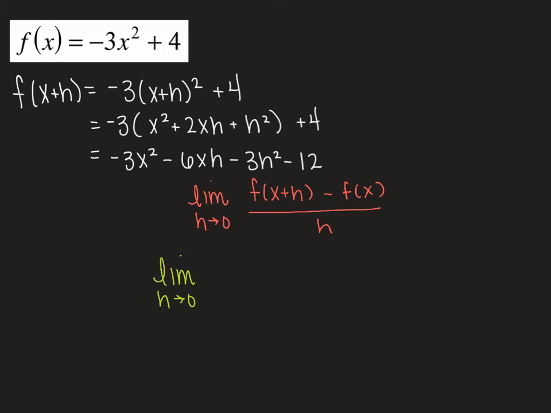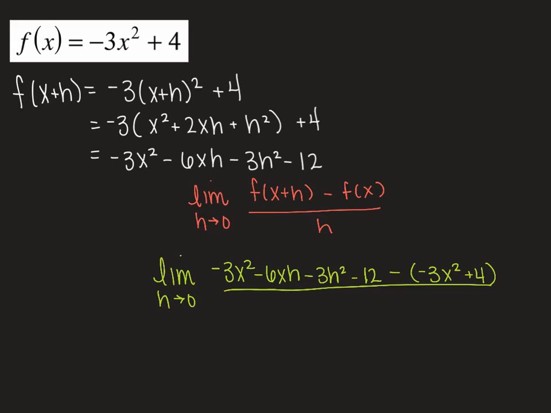Now we already know our f of x plus h, so I can write that out. So it's going to be negative 3x squared minus 6xh minus 3h squared minus 12. And then we're going to subtract our f of x function. It is so important that you use parentheses here because you need to make sure you're subtracting all of your terms from that f of x function. So we have negative 3x squared plus 4. And this is all over h.